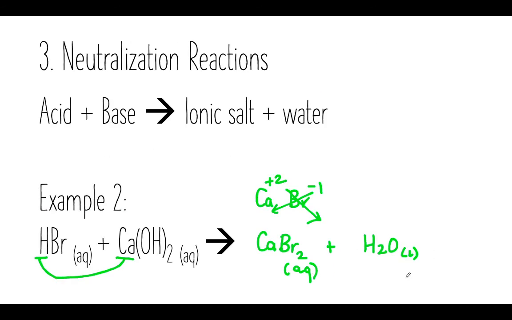And lastly, when you've got an acid and a base reacting together, you make an ionic compound and water, which is a liquid. Again, not 2 aqueous products. You've got H2O liquid and your ionic compound. So hopefully you understand everything about double displacement reactions. Take a look at the practice and then let us know if you have any questions.